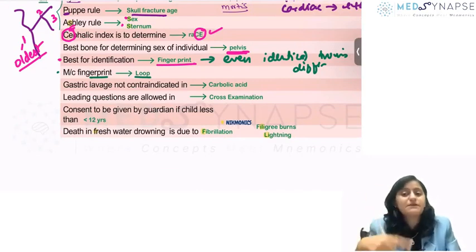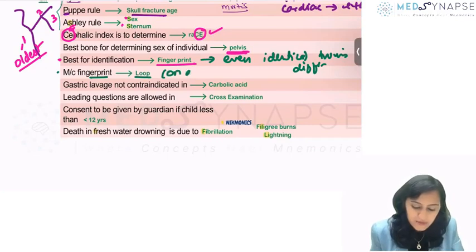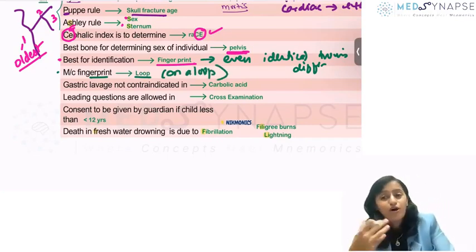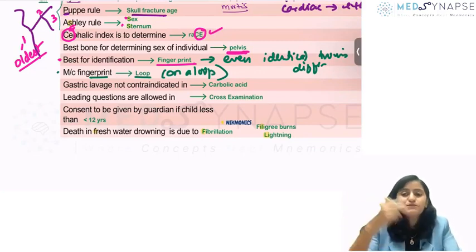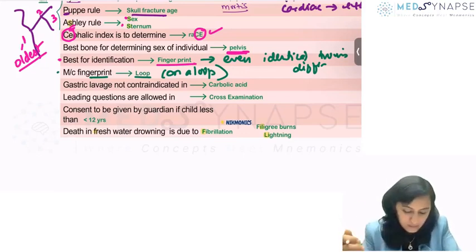Next, the most common fingerprint is a loop. Remember, loop keeps appearing on a loop. Like you listen to some song on a loop, something which you like. So it reappears again and again. So loop is on a loop.